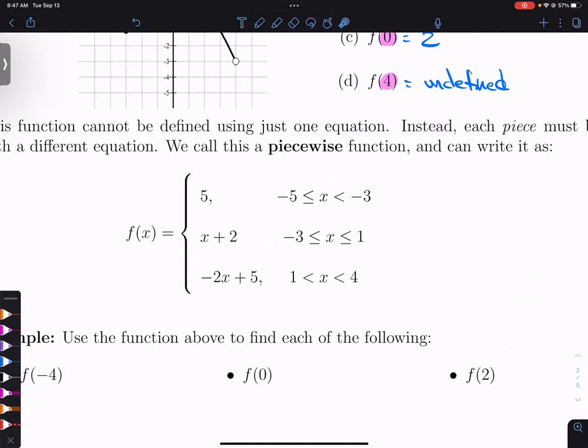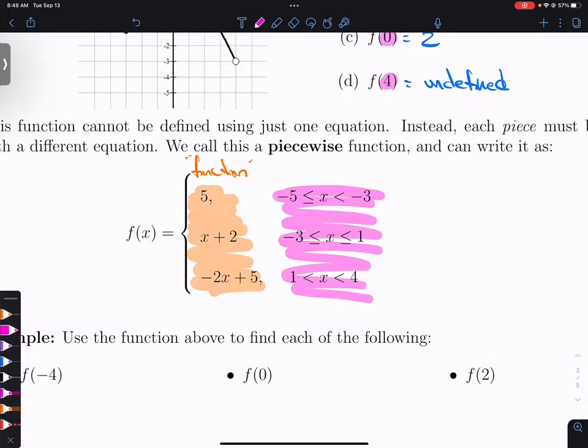And what it looks like is y equals 5 when x is between -5 and -3. And then it looks like x plus 2 when x is between -3 and 1. And then it looks like -2x plus 5 when x is between 1 and 4. Right? So the right-hand part, the inequality stuff, that's just telling you when to use that rule. And this is sort of showing you what it looks like. Right? So this is the function, if you want. And this is when to use each piece.